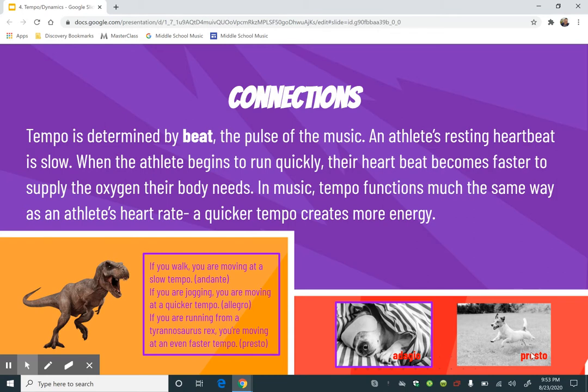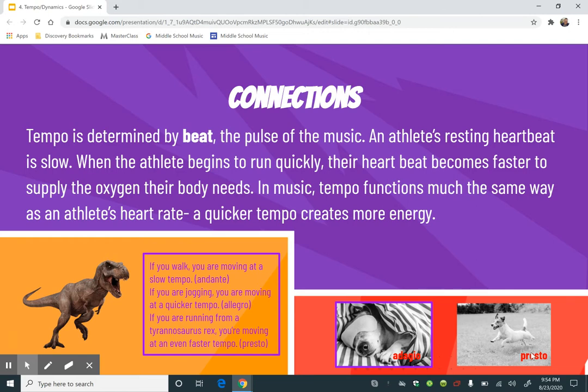An athlete's resting heartbeat is slow. But when the athlete begins to run quickly, their heartbeat becomes faster to supply the oxygen their body needs. In music, tempo functions much the same way as an athlete's heart rate. A quicker tempo creates more energy.